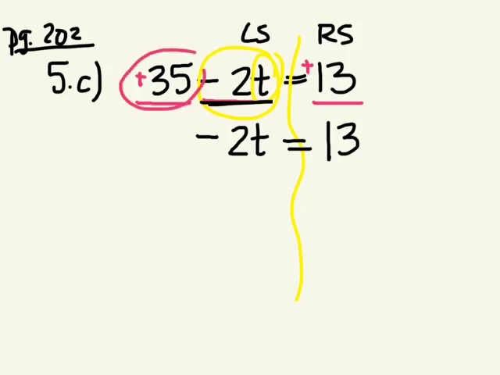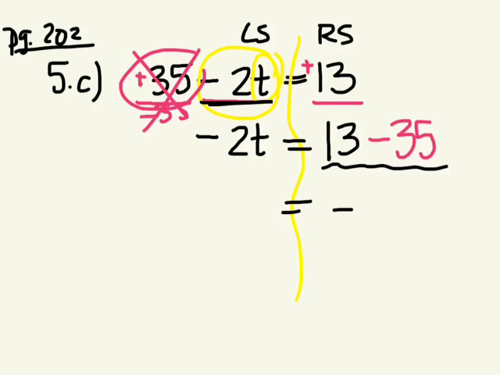What do I want to get rid of from the left side? What's the opposite of plus 35, a positive 35? So if I take 35 away, that's gone, right? What do you have to do to the right side? Take 35 away from the right side. Whatever you do to one side, you have to do to the other side. Now we have to simplify this. I can calculate that. 13 minus 35 is negative 22. On the left side, I still have my negative 2t.